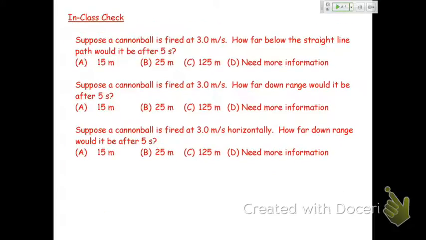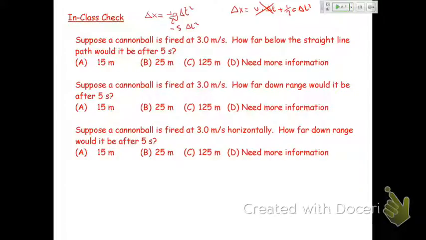Suppose a cannonball is fired at 3 meters per second. How far below the straight line would the path be after 5 seconds? Have I skipped anything? No. So here we go. I didn't really go through this, but I'll go through it now. My distance vertically is equal to minus g times t squared. Delta x is equal to vi delta t plus 1/2 a delta t squared. And vi, when you let something go, is 0, so that goes away. And a is g, so it's going to be 1/2 g delta t squared, sorry. So that's where it comes from. Minus 10, so that's minus 5 times delta t squared.